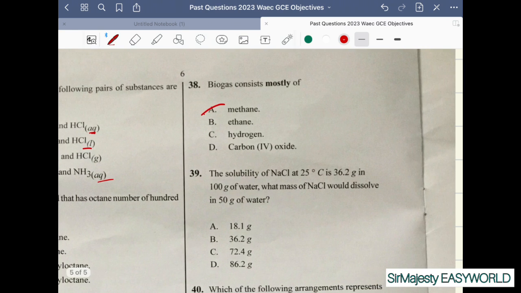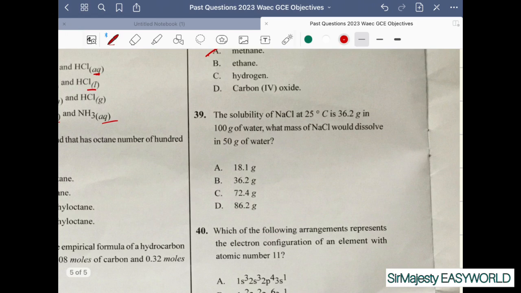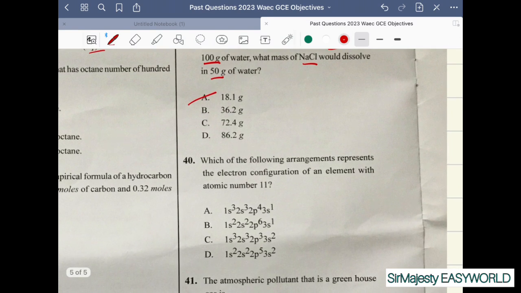Biogas consists mostly of methane. Because of time, I run. 39. The solubility of sodium chloride at 25 degrees is 36.2 gram in 100 gram of water. What mass of sodium chloride will dissolve in 50 gram, which is half of 100? Automatically, half of 36.2: half of 36 is 18, half of 0.2 is 0.1. So the answer to 39 is A.